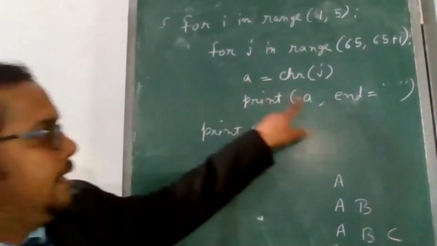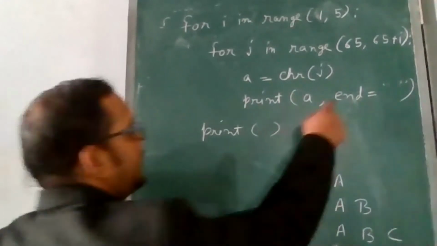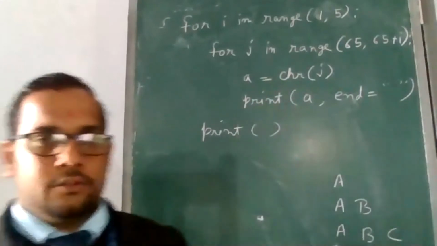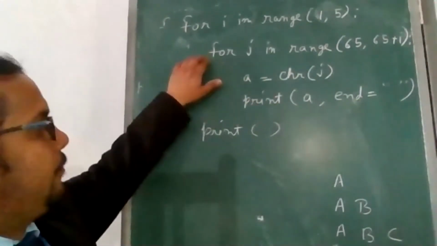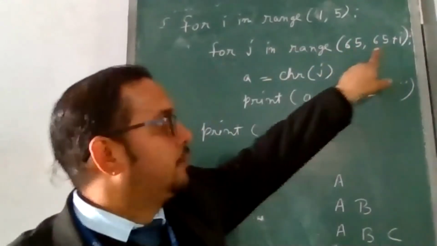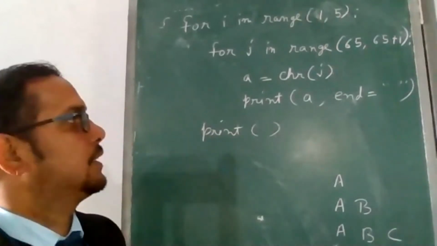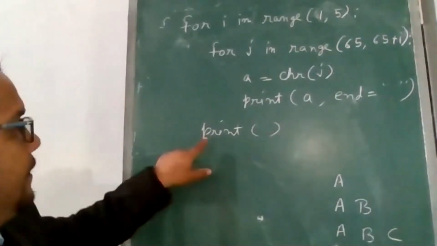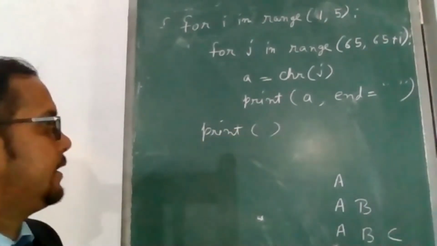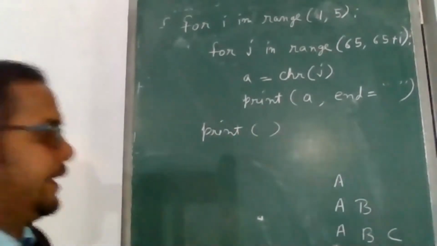So capital A will be assigned and printed here, and then a space. Then the next value in the range is 65, and after that it is false, because the range is 65 comma 66, so it will execute only for 65. Then print without any statement means it will move to the next line.